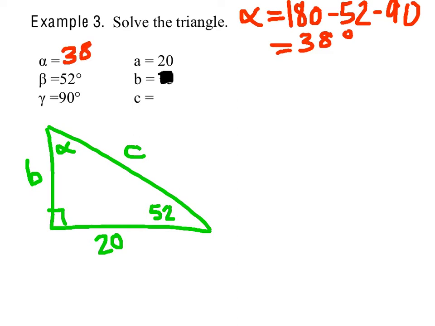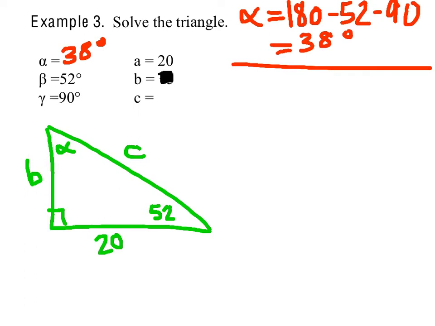So I'm going to go ahead, I have alpha as 38 degrees. So now I have found all my angles. Once you find all your angles, now we can go ahead and solve for the missing sides. I'm going to go ahead and find b first. Now it doesn't matter, you could find b or c first, it just depends on whatever you would like to do. I'm going to use only the given information, so I'm looking at 52 degrees.